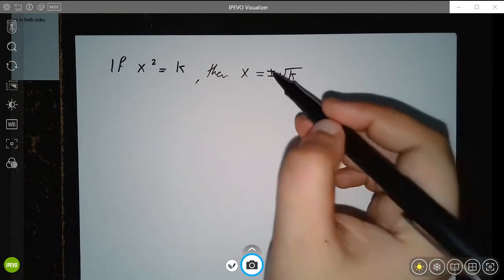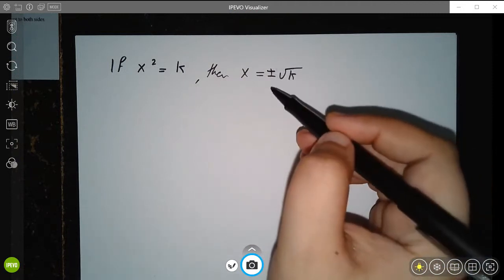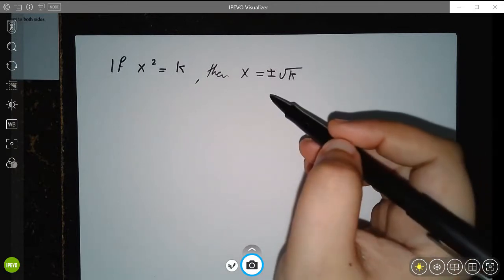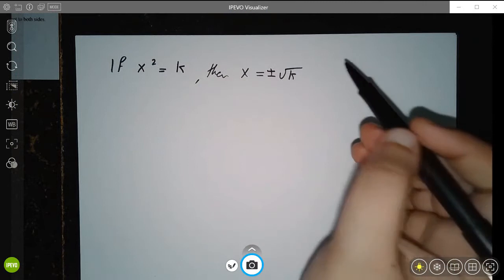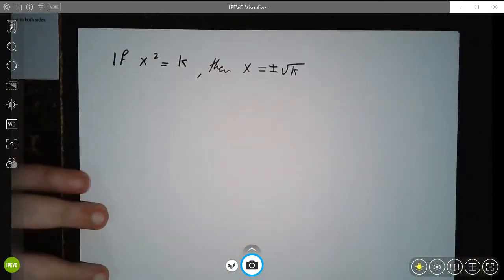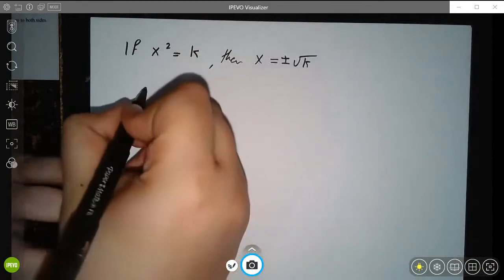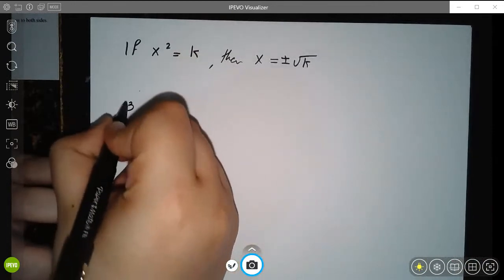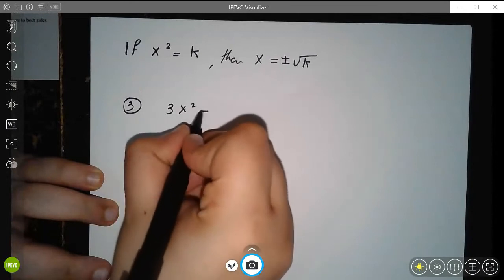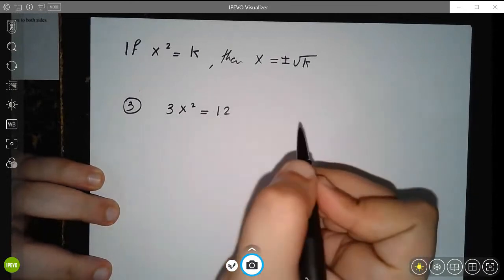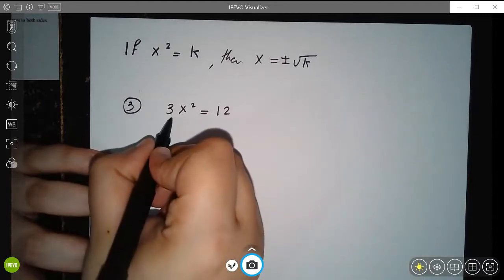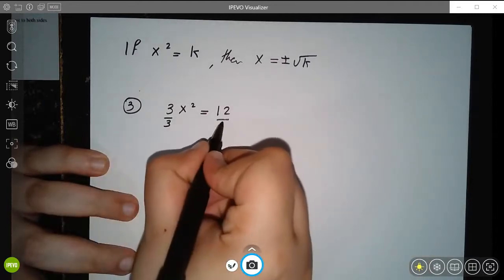Okay? This is not saying it's both positive and negative. It's saying it's either positive or negative, or both. It depends on the situation. So let me give you an equation and show you what I mean by that. This is number 3. For example, you have 3x squared equals 12. All right, that's simple. First thing you need to do, divide by 3.